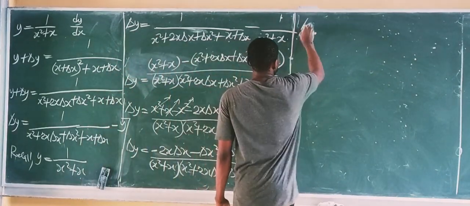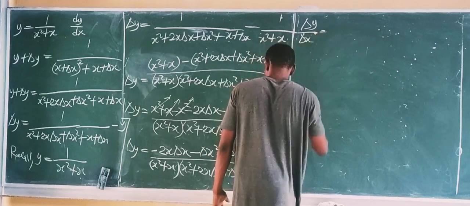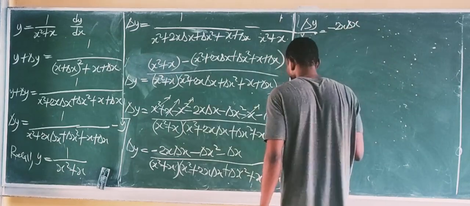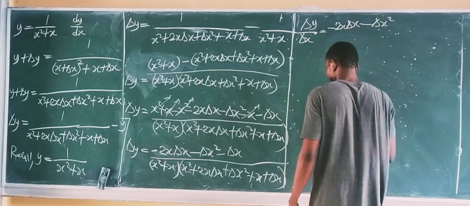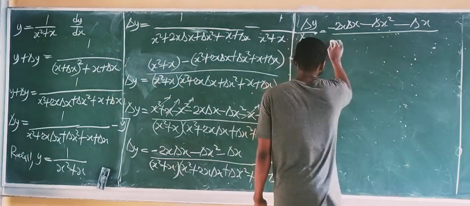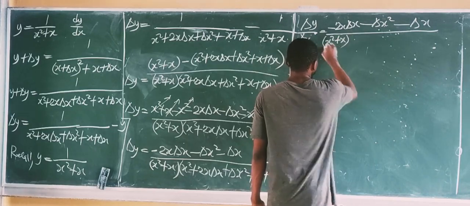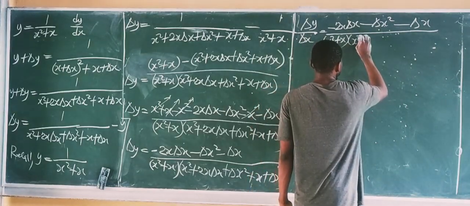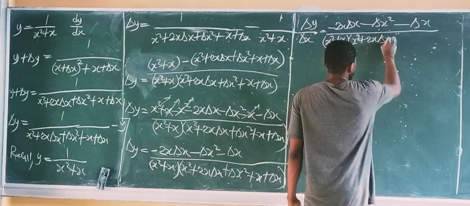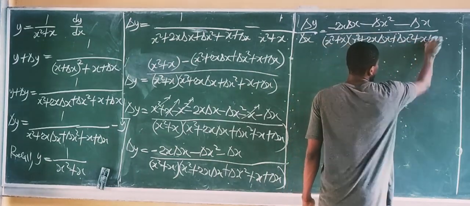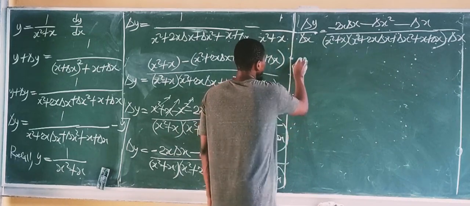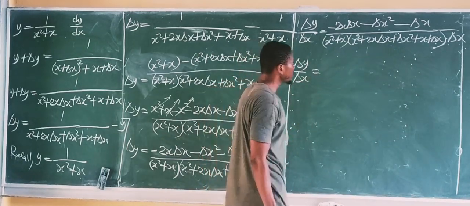So I'll simply have change in y all over change in x is now equal to minus 2x change in x minus change in x squared, minus change in x, all over x squared plus x multiplied by x squared plus 2x change in x plus change in x squared plus x plus change in x, divides change in x.